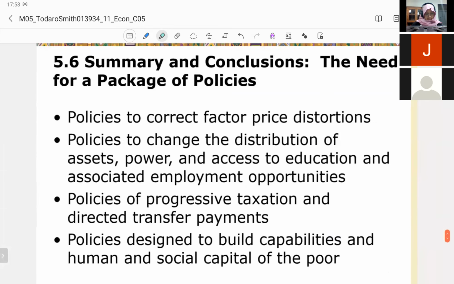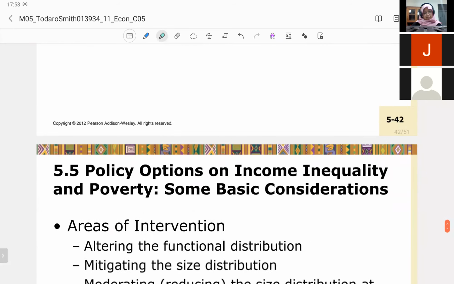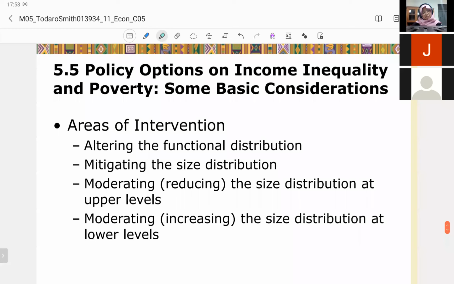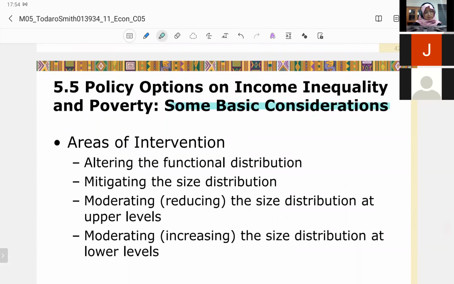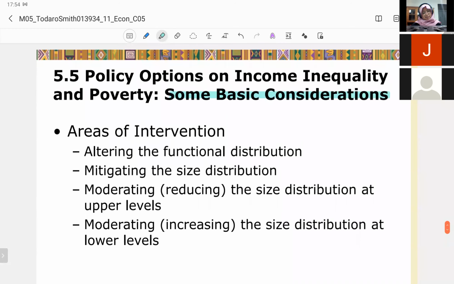So these are the policy options on income inequality and poverty. Some basic consideration. The policy to overcome the inequality problem should consider some of these considerations. So in terms of areas of intervention, some of the options could be altering the functional distribution, or moderating the size distribution at upper level, and moderating or increasing the size distribution at lower level.